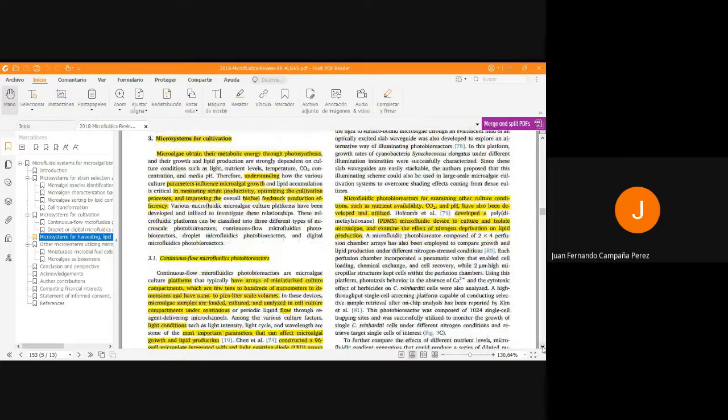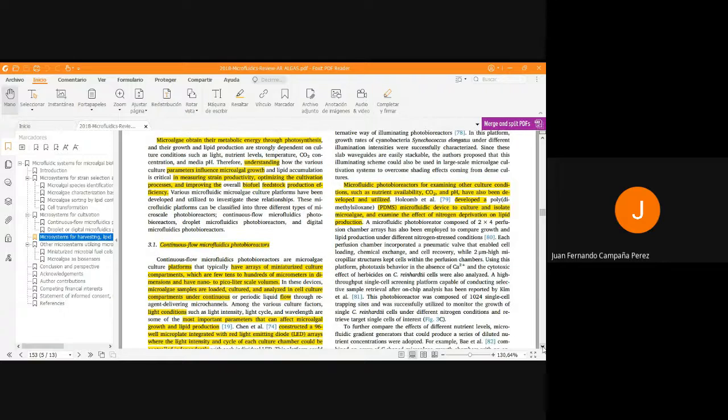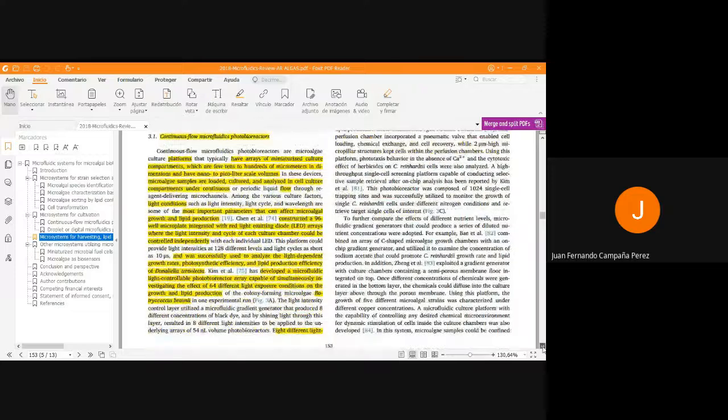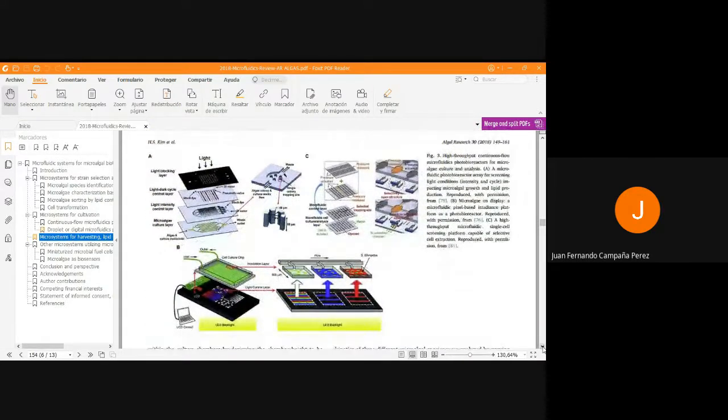So microfluidic photobioreactors for examining other culture conditions or parameters such as nutrient availability, CO2, and pH have also been developed. In another study, they used a PDMS microfluidic device to culture and isolate microalgae and examine the effect of nitrogen deprivation on lipid production. As we can see here in this graphic, in part A, a microfluidic photobioreactor array for screening light conditions, where, as I said, they control the intensity and the cycle of the light.